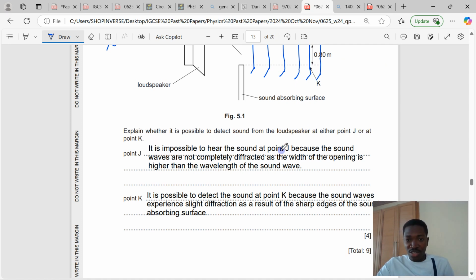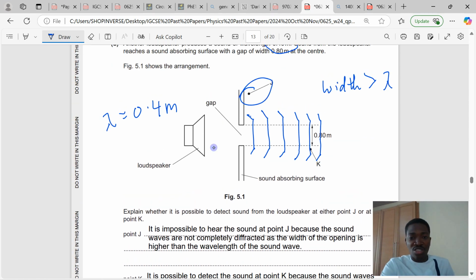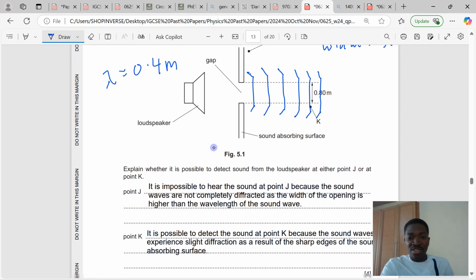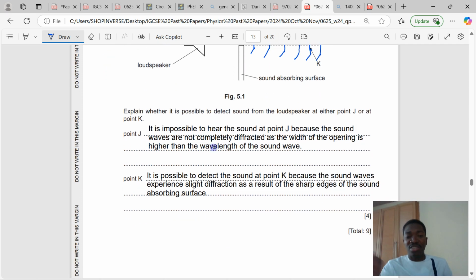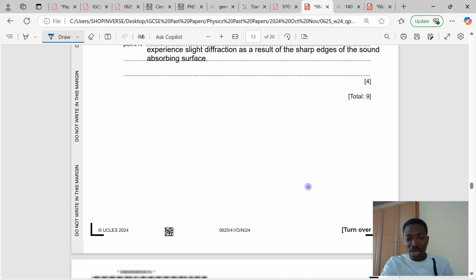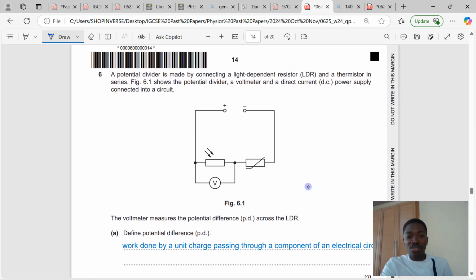It is impossible to hear the sound at J. At J, it is completely impossible to hear the sound wave because the sound waves are not completely diffracted. But at K, it is possible because the sound waves are partially, slightly diffracted. The waves are slightly curved. The sound wave experiences slight diffraction as a result of the sharp edges. That's all. Once you do that, you've gotten the answer correctly.